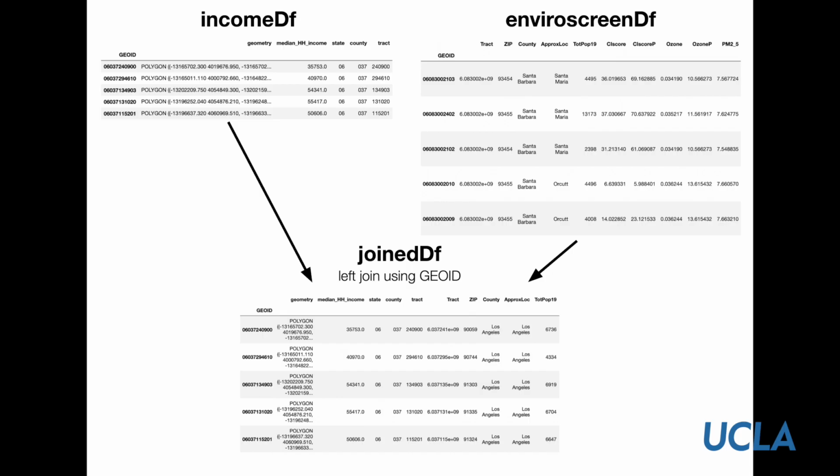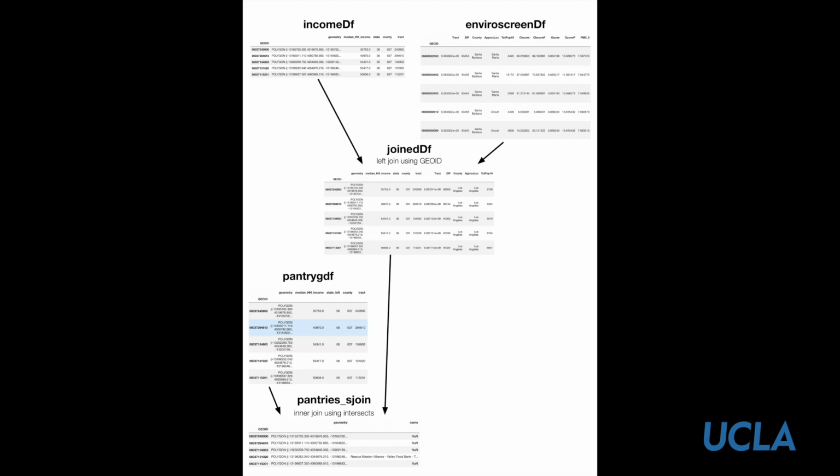Well, let's recap what we did. Well, first of all, we joined our income data frame to the EnviroScreen data frame, a left join using GeoID. Then we did a spatial join. So this is the join data frame we created. And so we brought in our pantries, and we did an inner join between pantries and our joined income and EnviroScreen using intersects. Now we took that one step further, and we grouped by this GeoID column to get the counts.